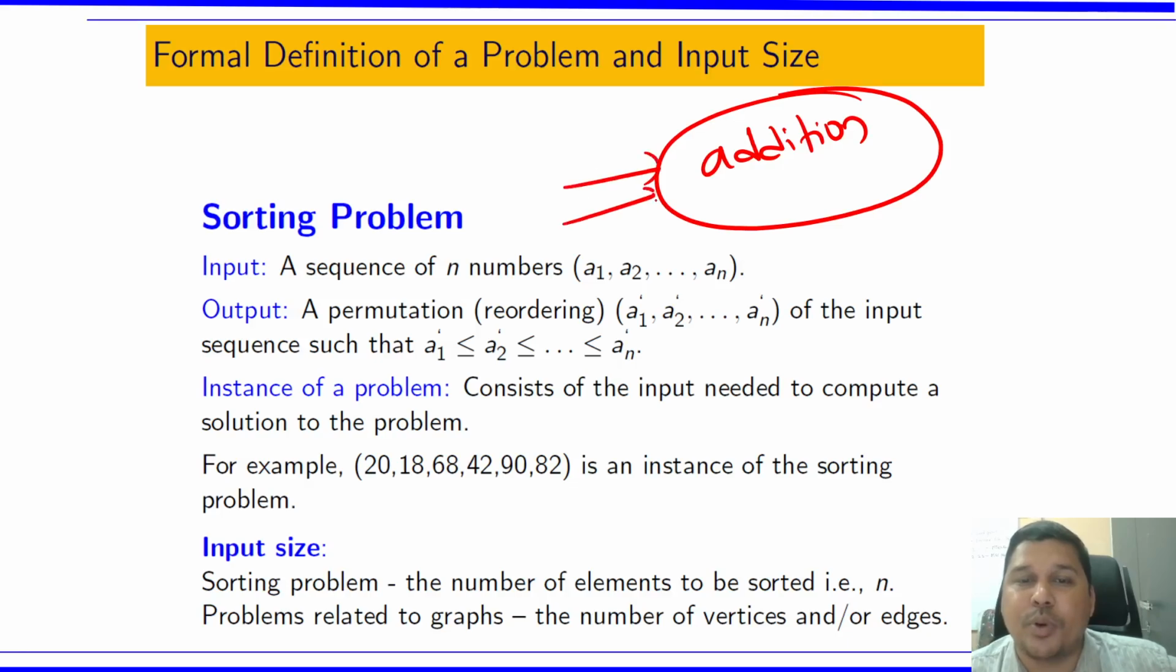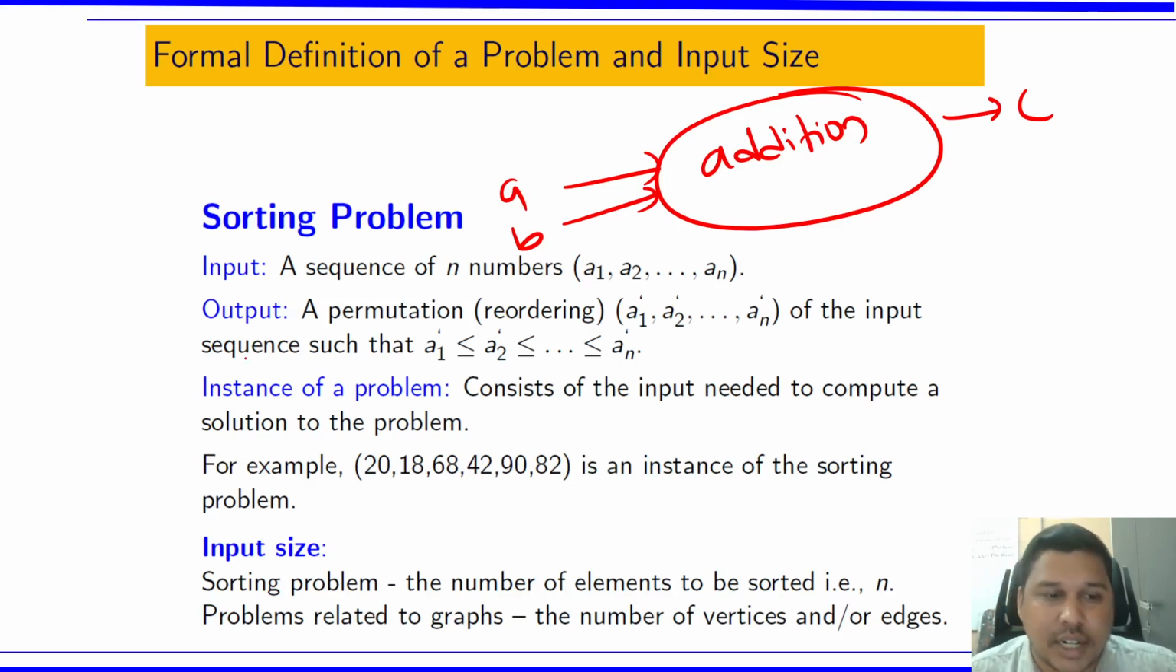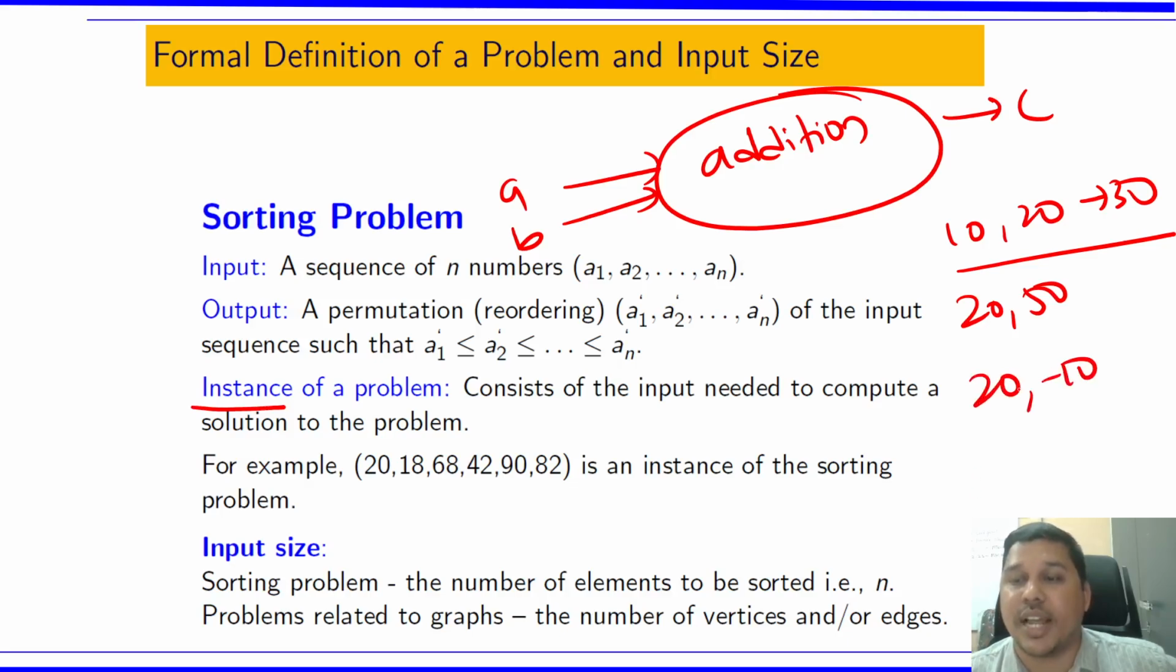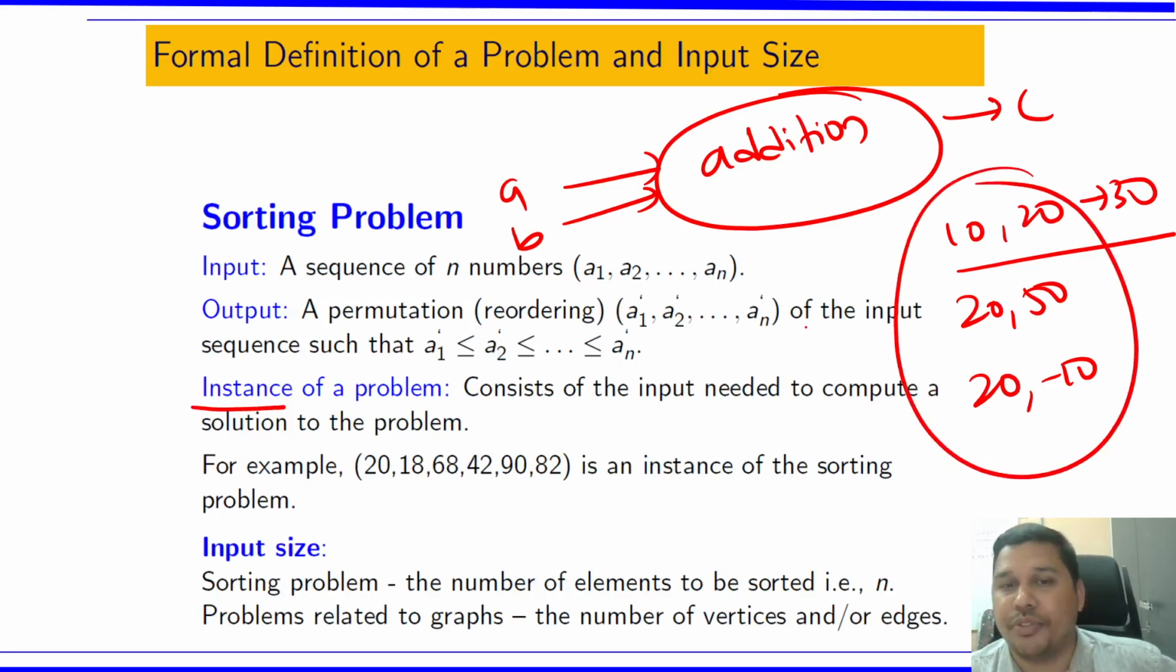it takes two inputs A, B, it gives one output C. This is your algorithm. But what is the instance for this? The word instance means an example input. 10 comma 20 gives 30. This is one instance. Or 20, 50 is an instance. 20 minus 10 is one instance. So instance of a problem means a certain input which we give.